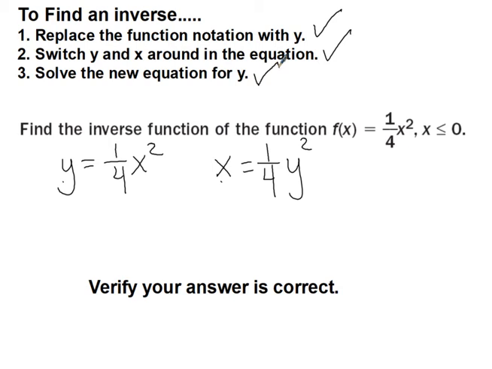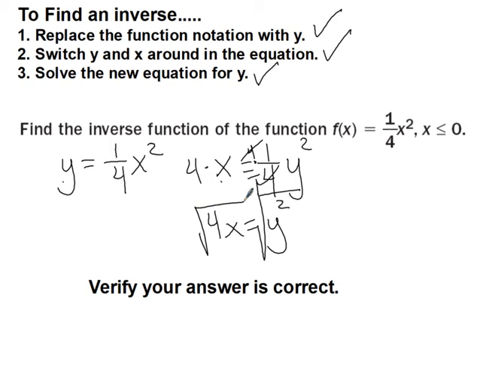Okay, and now I'm going to solve for y. So the inverse operation of multiplying by 1/4 is to divide by 1/4, but with fractions, I'll think of it as multiplying by 4. And I'm left with 4x equals y to the second. The inverse of squaring is to take the square root. So my function is going to be y equals 2 square root of x, because the square root of 4 is 2. Okay, I'll name this guy g.